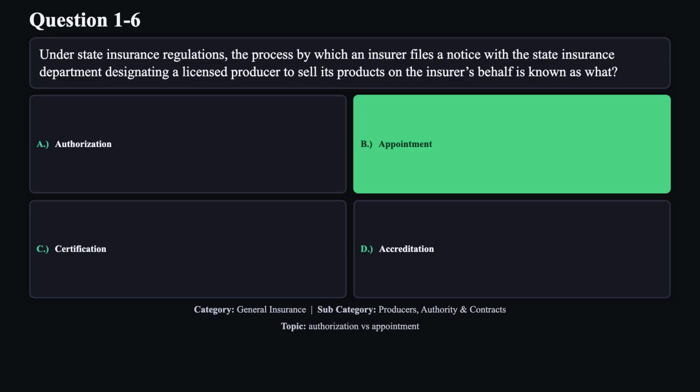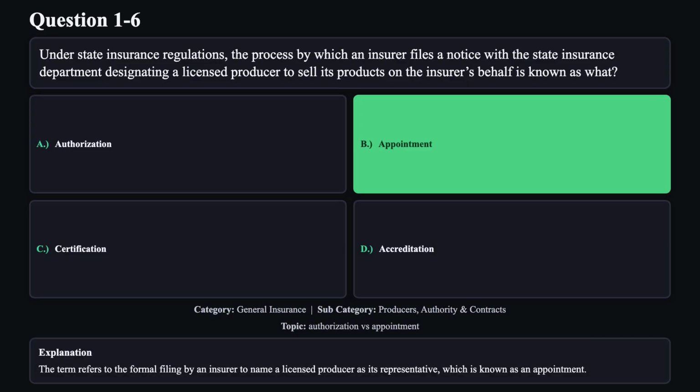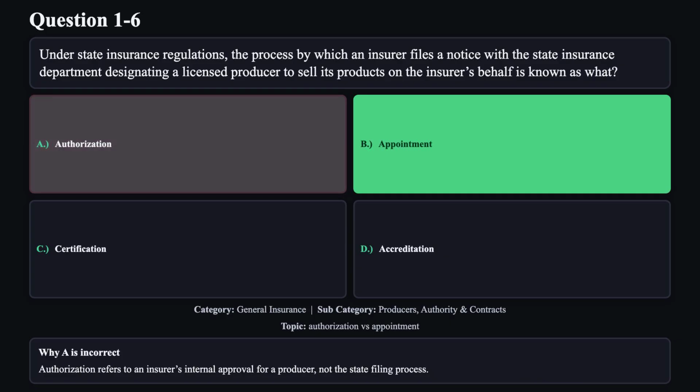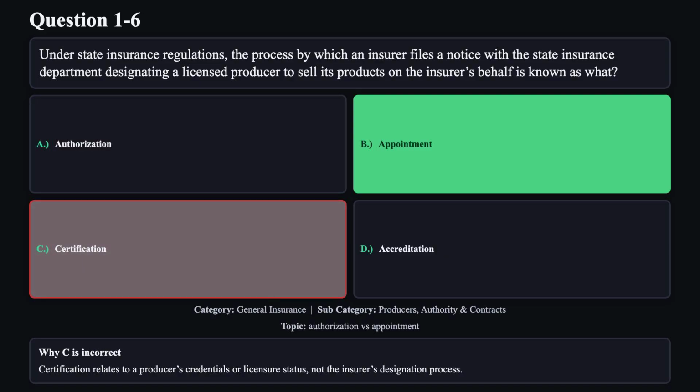The correct answer is B. The term refers to the formal filing by an insurer to name a licensed producer as its representative, which is known as an appointment. Reason A is not correct. Authorization refers to an insurer's internal approval for a producer, not the state filing process. Reason C is not correct.